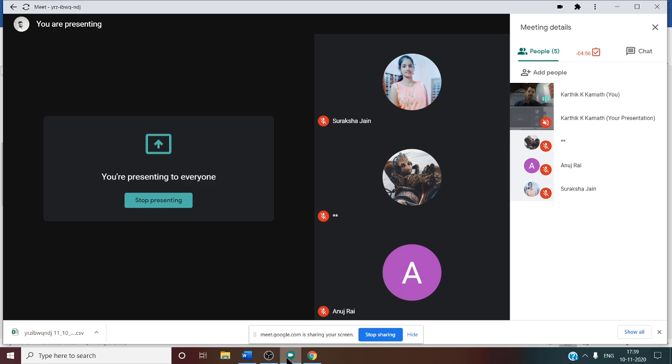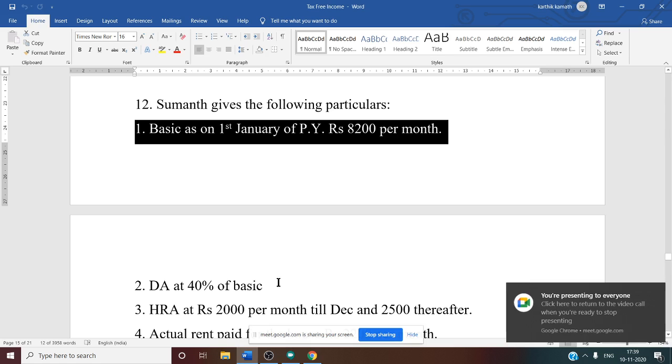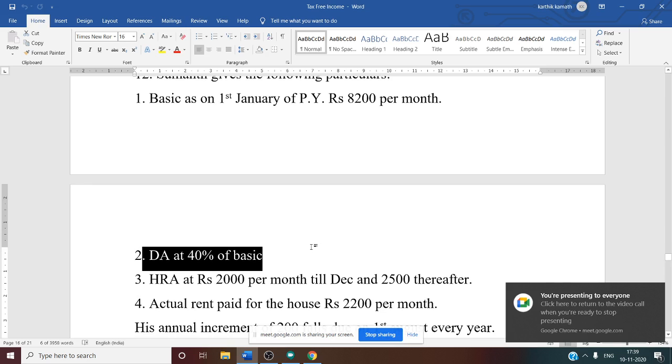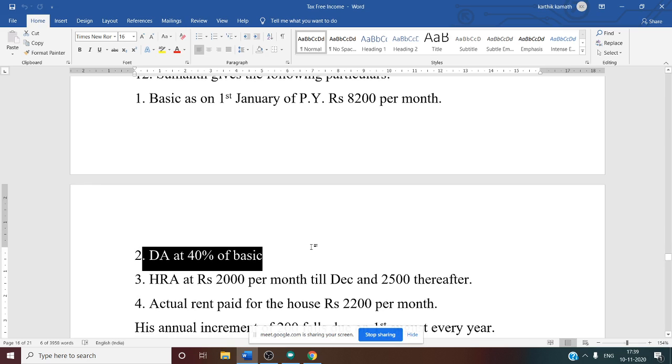Now DA, what about DA? DA is 40% of basic. So 40% of basic DA they have said, but they have not given whether this DA enters the retirement benefit or not. So if nothing is given, what we have to do? If nothing is given, we have to assume that DA is not considered. We should not consider this for HRA calculation.